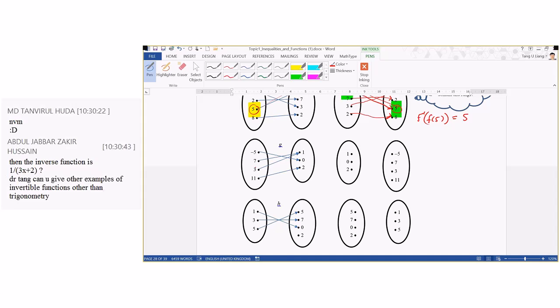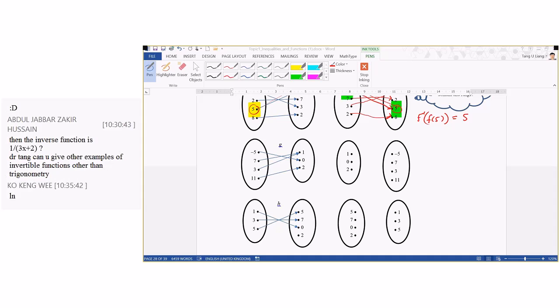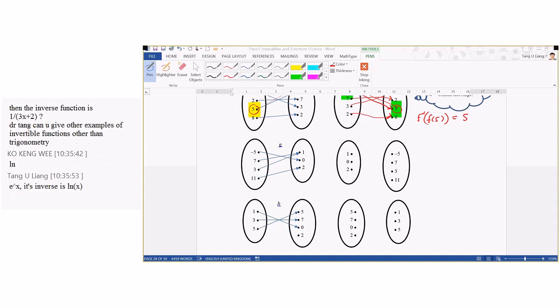Exponent function e to the power x is an example of an invertible function. Why don't you try and figure out what is the inverse of e to the power x? And that's another example of an exponential function. Okay, e to the power x, its inverse, as we can say, is the log of x.